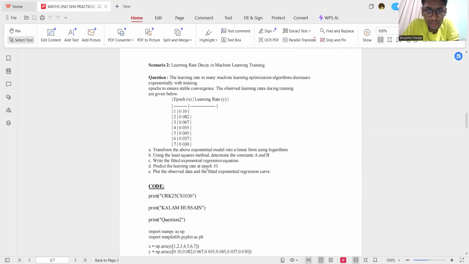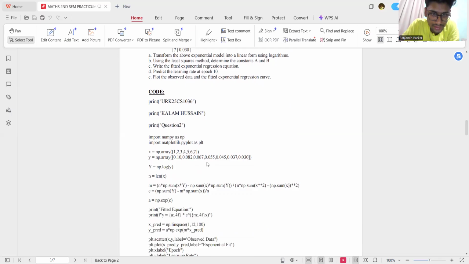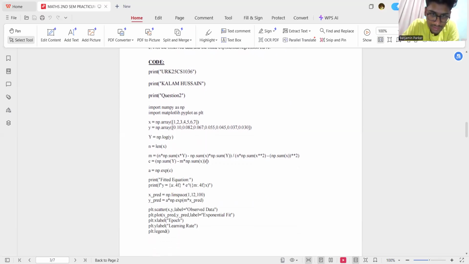Now to the second one, which is similar to this, learning rate decay in machine learning training. Here we need to transform the above exponential model into linear form using logarithms, and using the least square method we determine the constants A and B. After that we write the fitted regression equation, predict the learning rate at approach 10, and plot the observed data. The steps are similar, as follows.